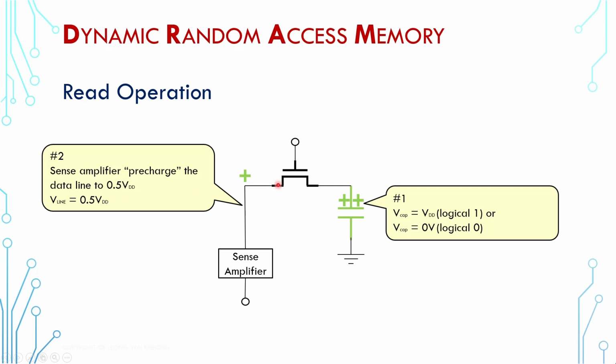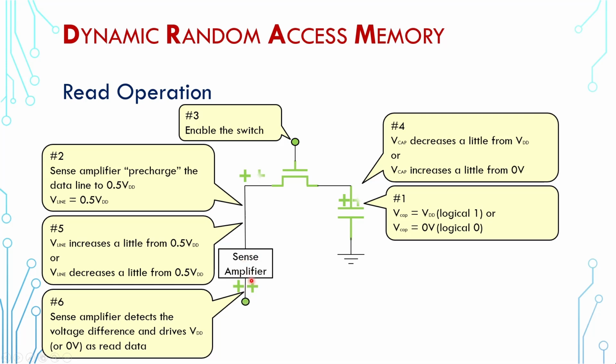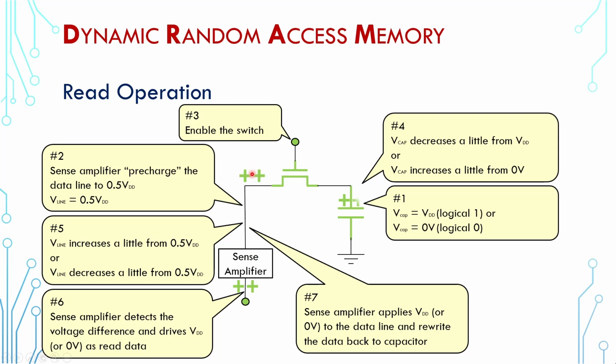Now when the transistor is enabled, charges will flow into the data line, but the capacitor only discharges partially. So the capacitor voltage will drop a little and the data line voltage will rise a little. Now the sense amplifier will detect the change and it will decide if the output data is 0 or 1. It can then derive the value as a read data. It will use the value to restore the voltage at the data line and subsequently to the capacitor. Note that in this case, the capacitor never fully charges or discharges, so the operation time is faster.